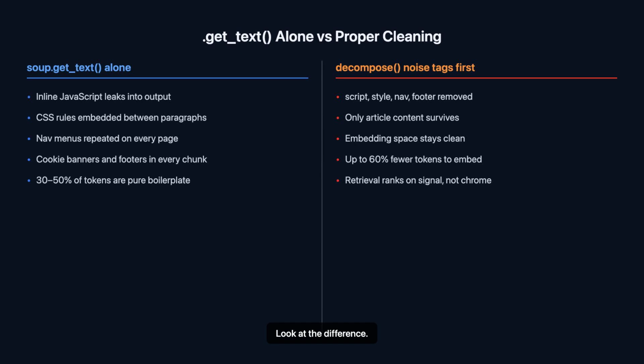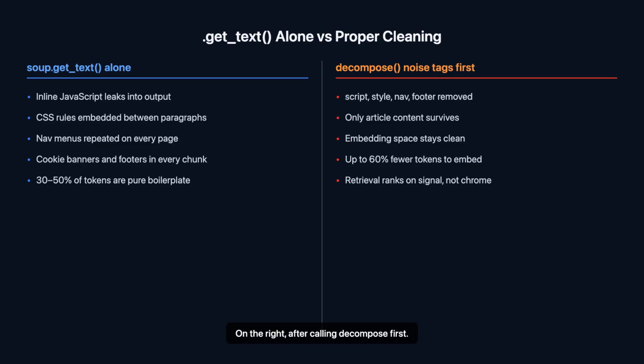Look at the difference. On the left, get_text alone. Inline JavaScript leaks into the output. CSS rules show up between paragraphs. The same navigation menu appears on every page. Cookie banners and footers appear in every chunk. On a typical news web page, 30 to 50% of the tokens are pure boilerplate.